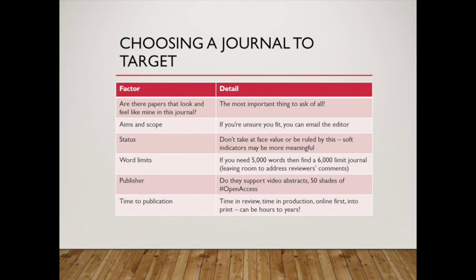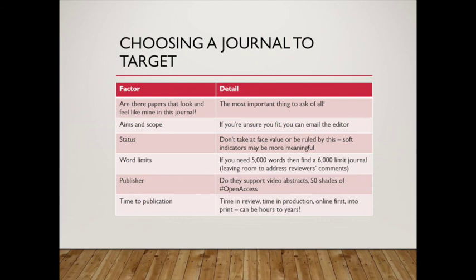Of course, you want to look at status values, but you don't want to take them at face value. And remember that soft indicators might be more meaningful. If you've got 5,000 words you need to write, there's no point submitting to a journal that's got a 2,000 word limit, and you should know that before you even start writing.